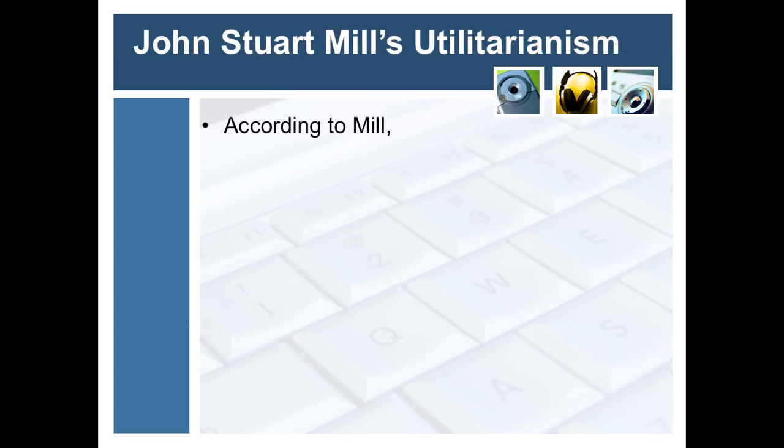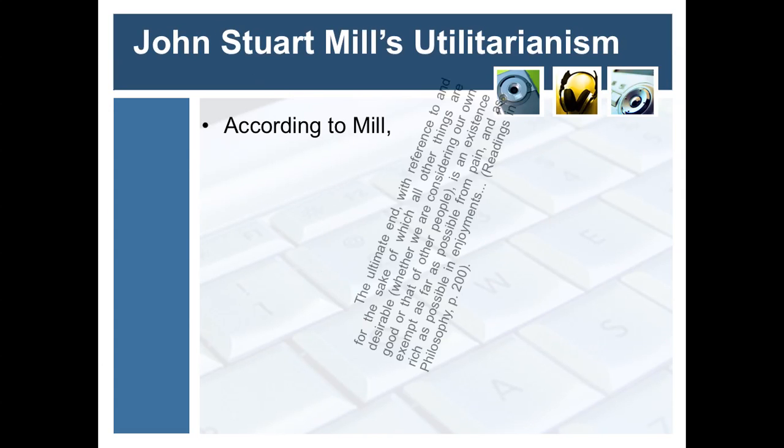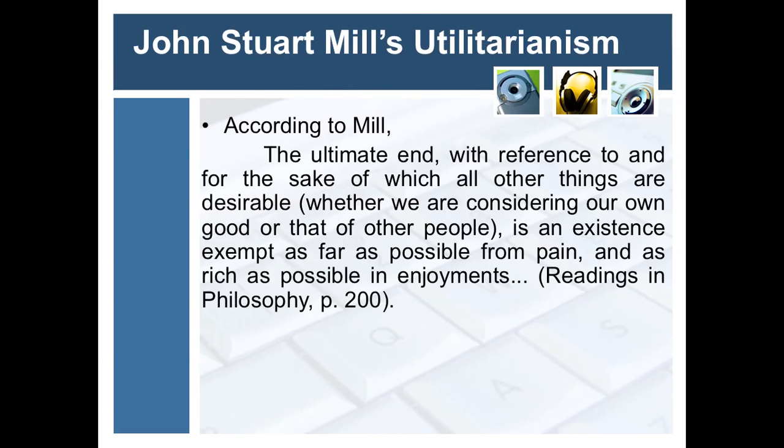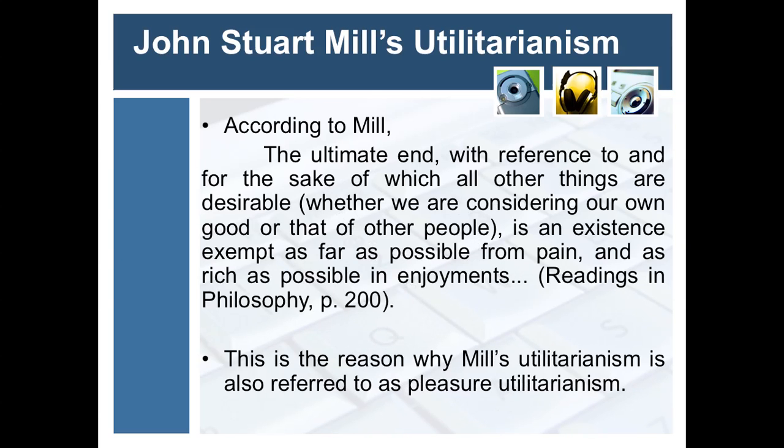According to Mill, the ultimate end, with reference to and for the sake of which all other things are desirable, whether we are considering our own good or that of other people, is an existence exempt as far as possible from pain and as rich as possible in enjoyment. This is the reason why Mill's utilitarianism is also referred to as pleasure utilitarianism.